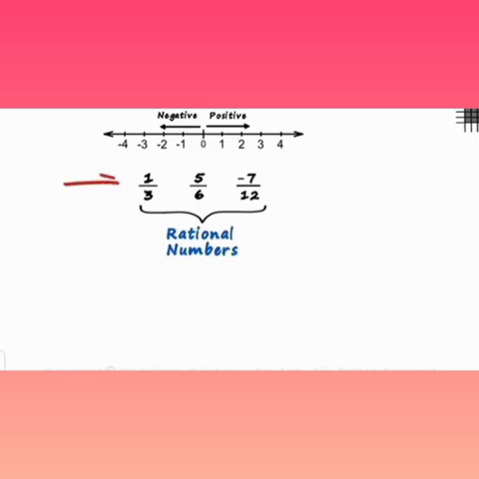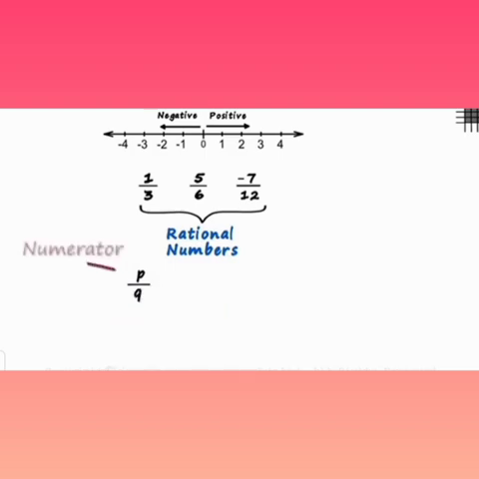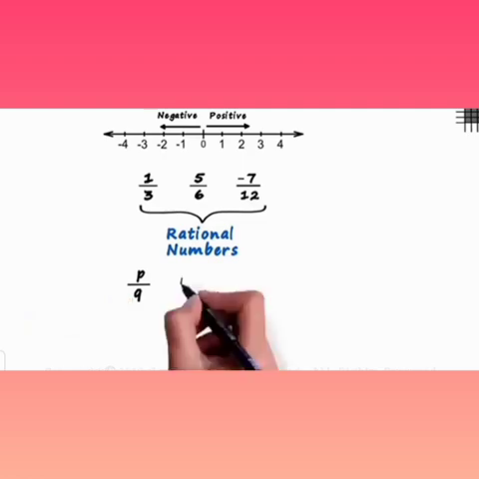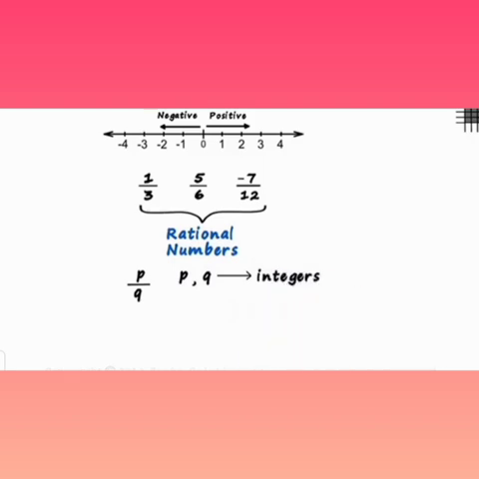We cannot say numbers like these are rational numbers. We say that they are of the form p by q, one number in the numerator and one in the denominator. But there are a few conditions we need to know. P and Q should be integers. We can have only integers in place of P and Q. And there is another important condition. Q should not be equal to 0.